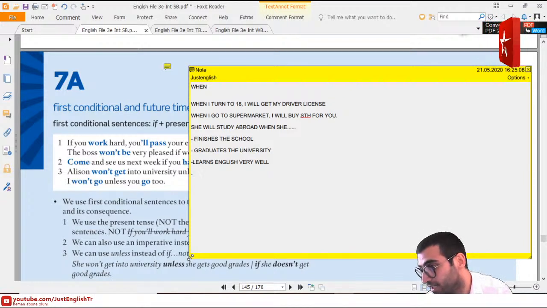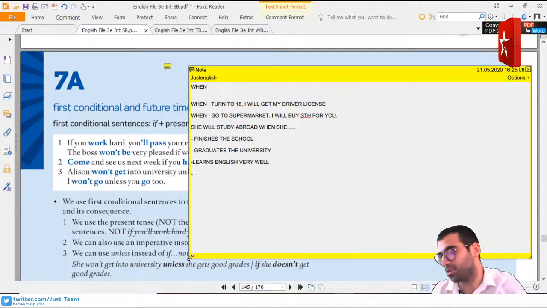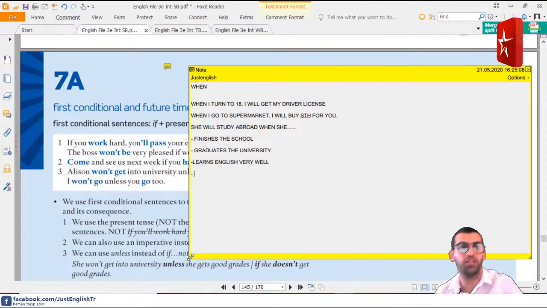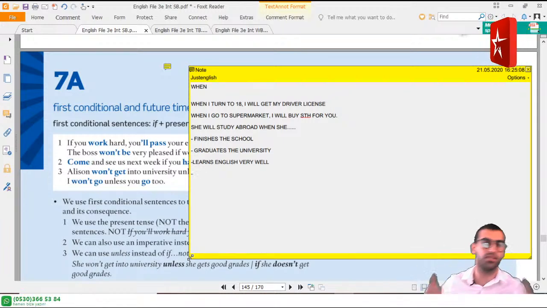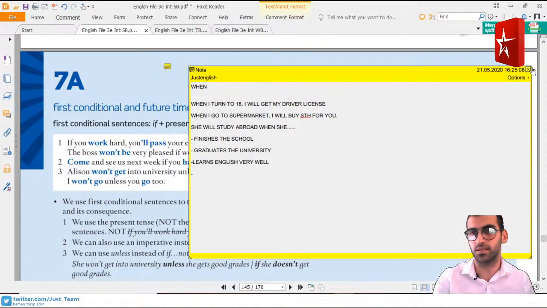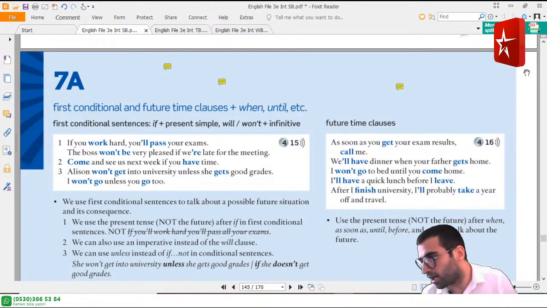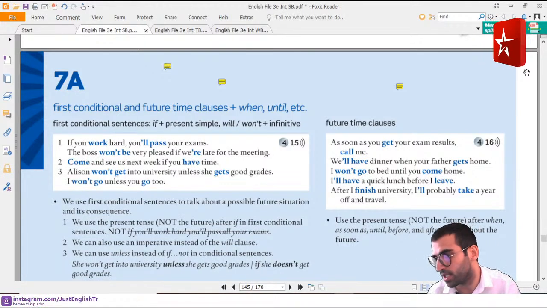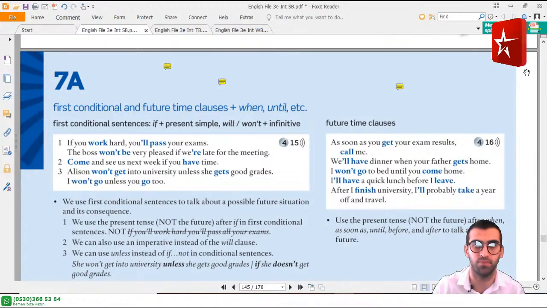And Nejat Ünlü says when the winter comes. Yes, when the winter comes. But we should use she. She learns English very well. She graduates university. When she finishes school, she will study abroad. Fantastic answers from my students, guys. And am I correct? Yes, you are. When she graduates, not graduated, Mr. Kairat. Graduates. Okay, present simple, not past simple.